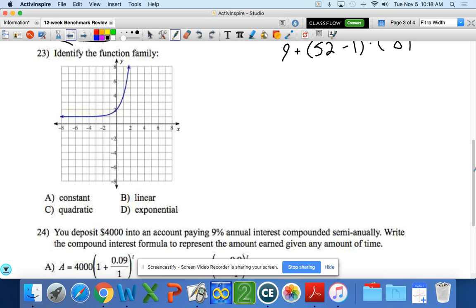Number 23. It's almost a throwback question, but it's because it's leading into our next section of the test. Okay, identify the function family. This is clearly an exponential function. Linears are straight lines. It's a terrible straight line. Our quadratics are the U-shaped or upside down U-shaped graph. And it's been a while, but a constant graph is a horizontal line. Okay, constantly the same number. So this one is our elbow. Exponential means elbow.